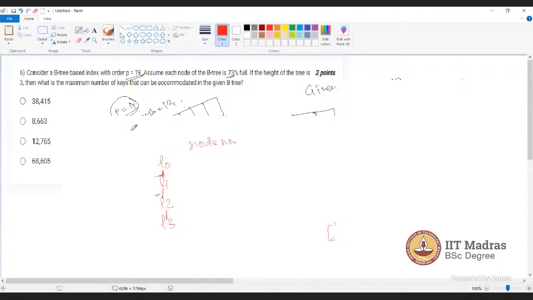So in the root node, the number of nodes is only 1, right? Yes, sir, only one node. And after that the number of keys: in order 14, the number of possible keys is 13. And after that the number of block pointers is 14.